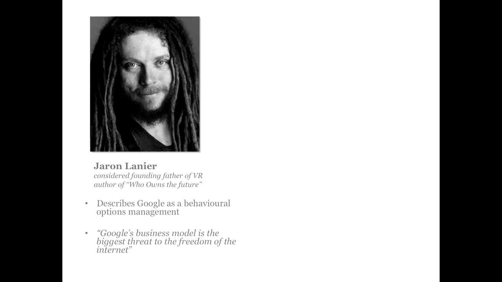He describes Google as a behavioral options manager. So basically, if you type in something in Google, you have this appearance that you have a free choice. You can Google anything, you can find anything you want, but they basically know exactly what they present to you. We saw this in one of the lectures of Professor Helbing. They had this slide where you typed in something about the elections in Germany, and depending on who typed that in, you saw different results. So they manage what you see, they manage your behavior. And there's a quote of him that Google's business model is the biggest threat to freedom in the internet.